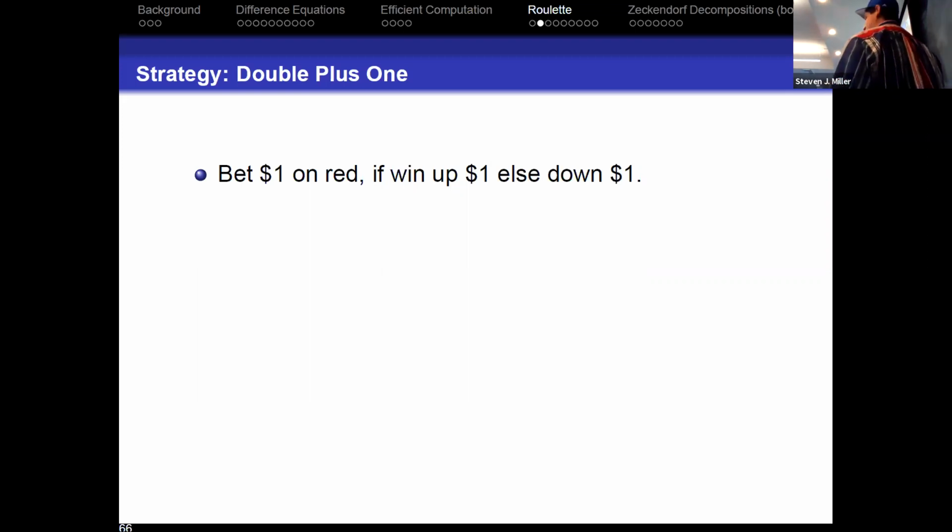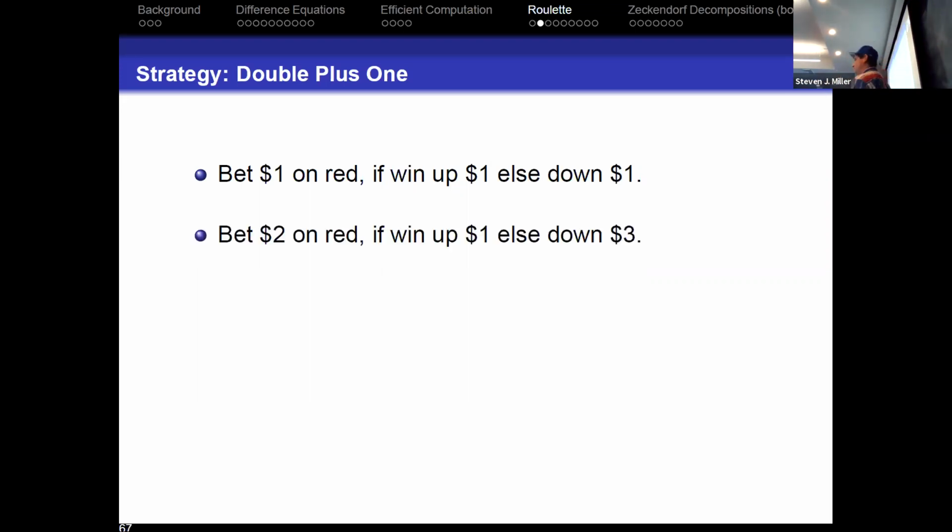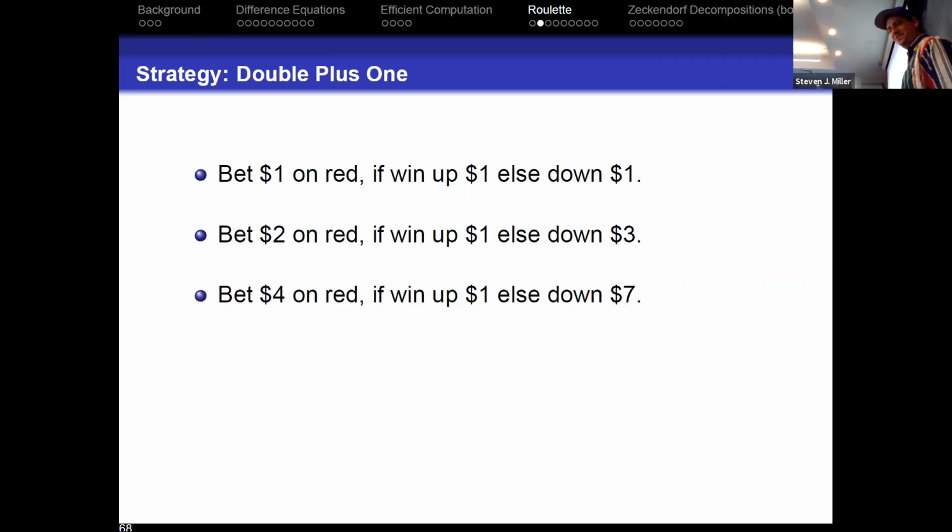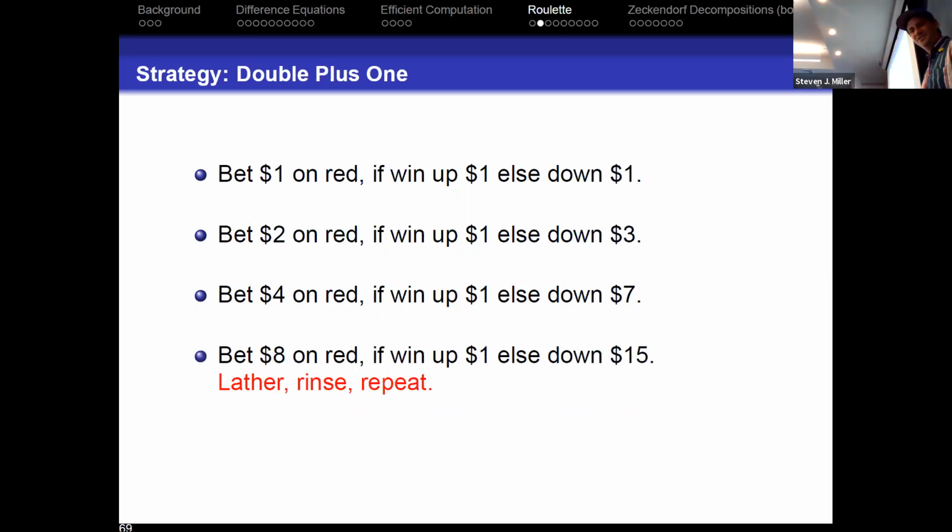So here's the strategy. Bet $1 on red. If red wins, you're up $1. If not, you're down $1. So if you lose, bet $2 on red. You lost $1, just made 2, so you net $1. If you lose, you're down 3. How much should you bet if you're down 3? $4. If it comes up red, you win, and you net $1. If not, you're down 7. If you're down 7, what do you bid? 8. Lather, rinse, repeat, the shampoo method of mathematics.